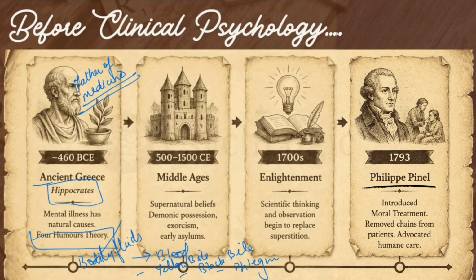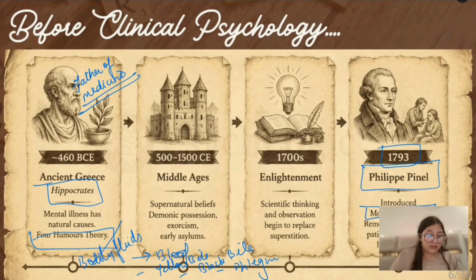Before this, mental health asylums functioned as places where people were not treated as humans, they were literally chained. He said that they are not criminals, they have to be treated with compassion, with dignity, they have to be given humane treatment. So that is where he released these patients and started the moral treatment, and that is how we finally started to have some kind of ethics in the field.